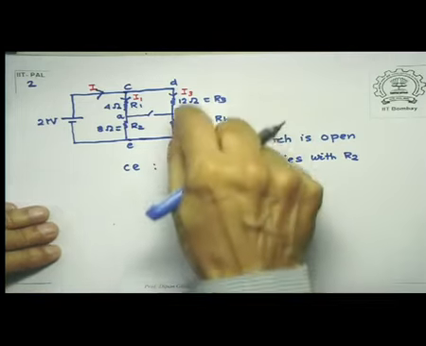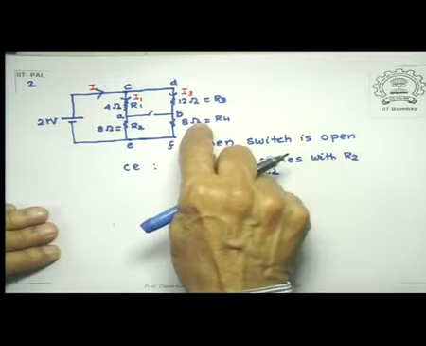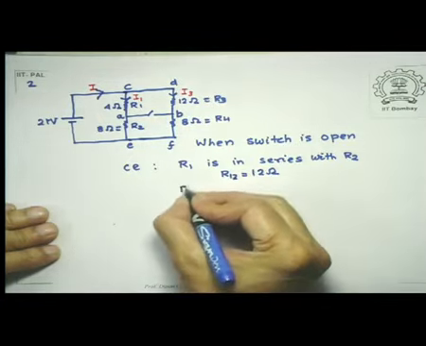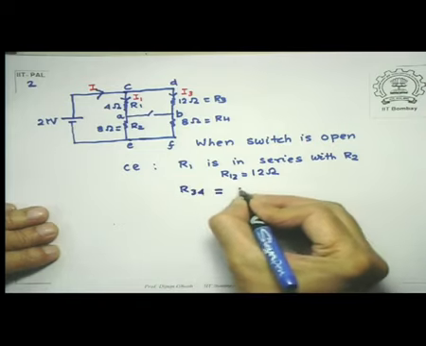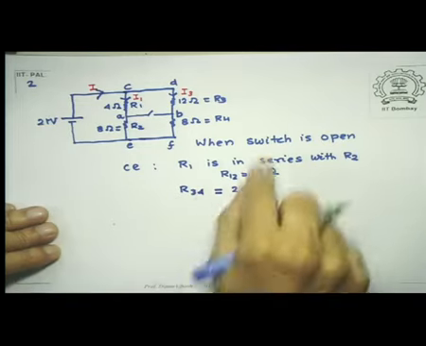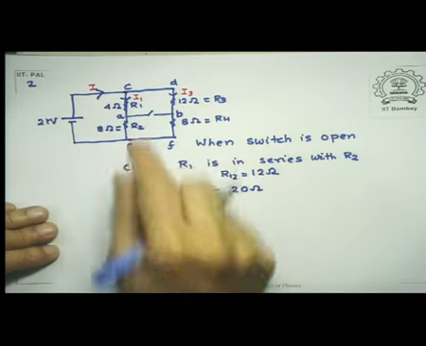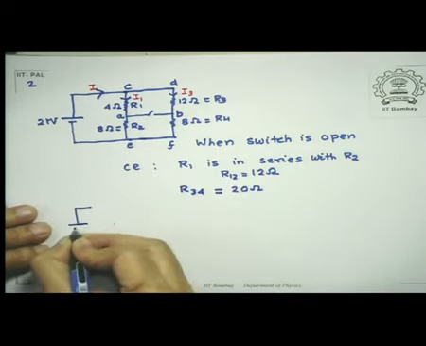And likewise, R3 is in series with R4. So let's call this R34. That's equal to 8 plus 12, which is equal to 20 ohms. Now, having done that, you notice that this circuit is now reduced to a circuit like this.